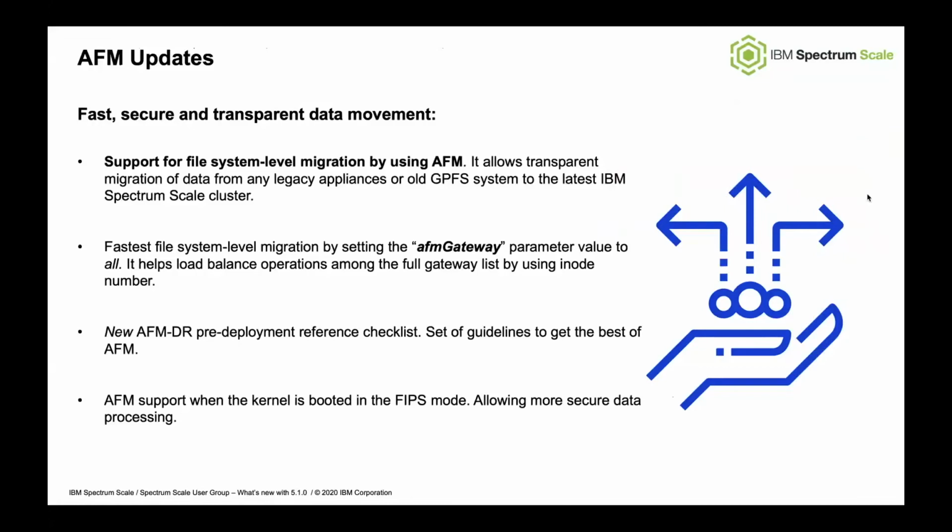Because we've done that, we want to make sure that the gateways, as they're moving data back and forth, are as fast as possible, right? So there's a new parameter now to change that and make sure that we're load balancing amongst all of the gateway nodes when you're doing the migration in this kind of environment. So that's a good big first step for AFM and file system migration, based on conversations we had within the user group community.